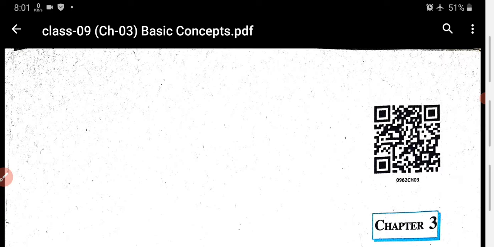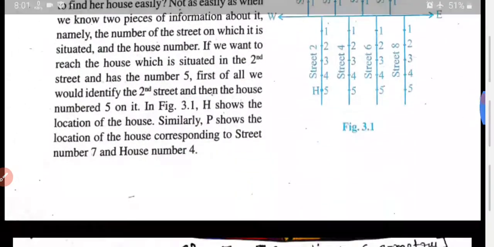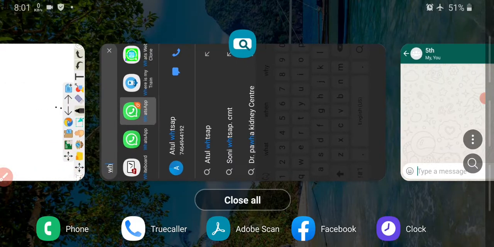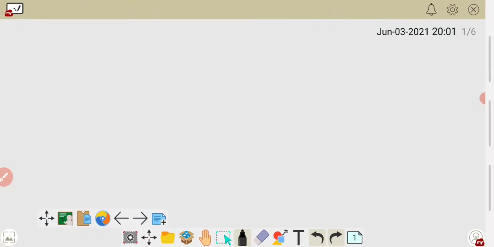And before starting this chapter, we have to know some basic concepts. If we know the basic concepts, then we can understand the chapter in a good way. That's why I am discussing here some basic concepts regarding chapter number three. So I am telling you first some important things, and then I will explain all these things one by one in point form.